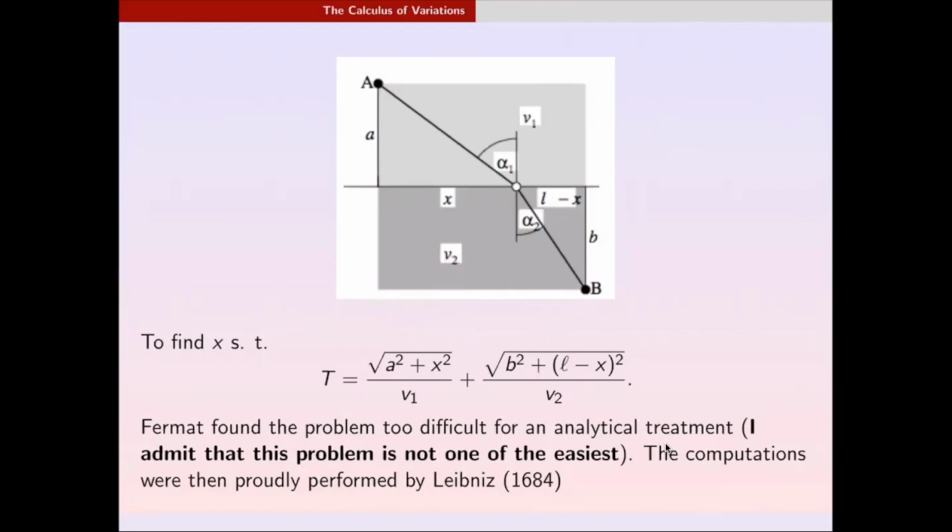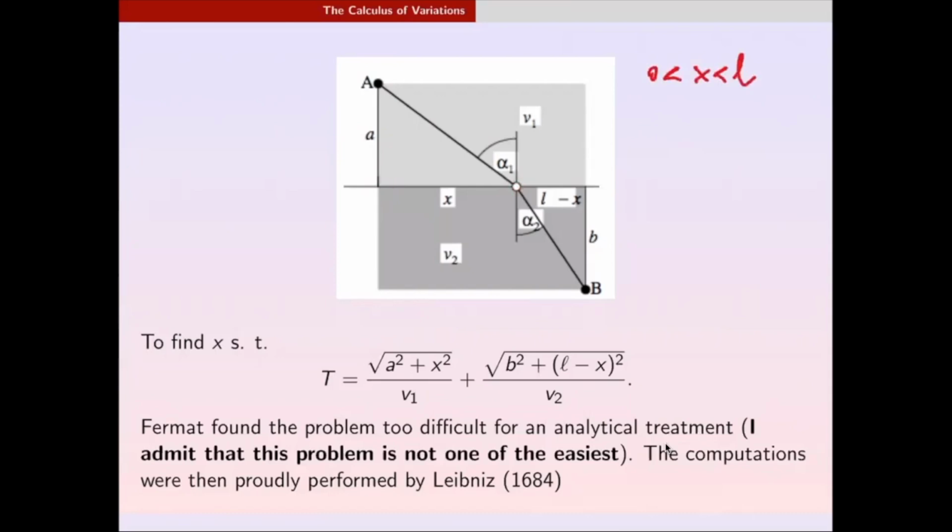So what is the problem here? The problem is to determine x. So what is the point x? I can just say what the point x is according to the distance from this crossing point to the left extreme. So x will definitely be between 0 and L.